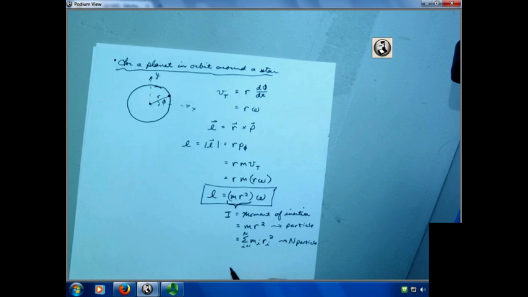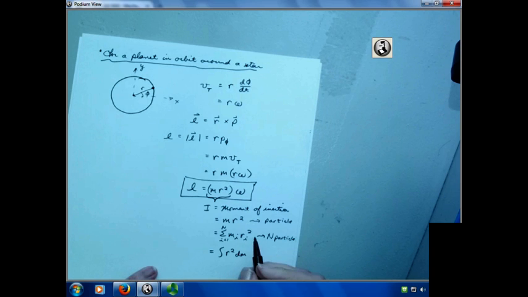And last but not least, if I had a continuum of mass distribution instead of point particles, I would need to consider, instead of summing, integrating over each increment of mass, which would be dm. It's r squared times that increment of mass. And so this would be the expression for a continuous mass distribution.